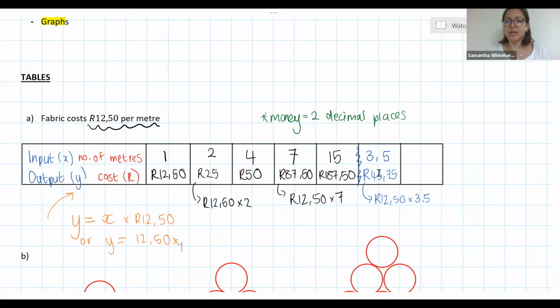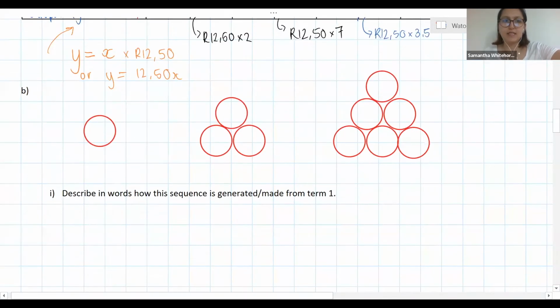Take your screenshot and let's have a look at the next one. Okay, I'm assuming we all got our screenshots. What we're going to have a look at here is a pictorial pattern. We've got one circle in image 1, 3 circles in image 2, and 6 circles in image 3. So 1 circle, 3 circles, 6 circles.